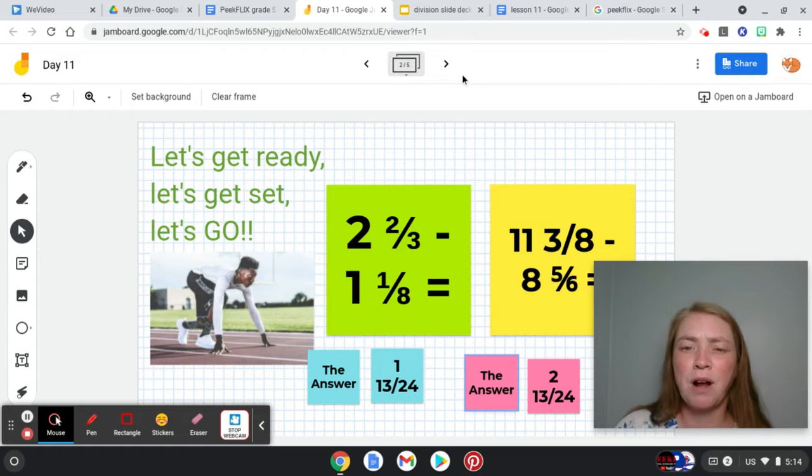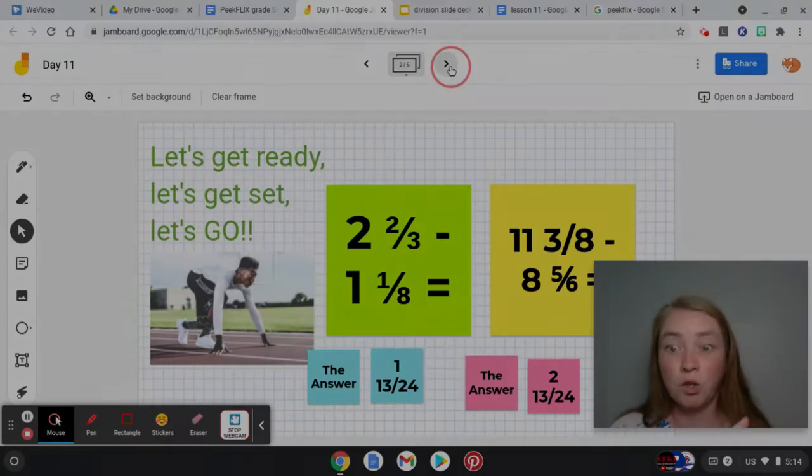All right, let's get ready for our next question today. This is our first word problem. We're going to be working through it together. And then, of course, you'll be working on your independent problem right after that. So on to the next slide.